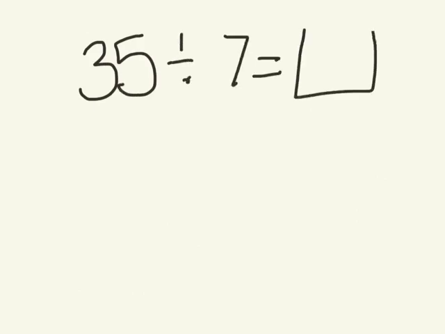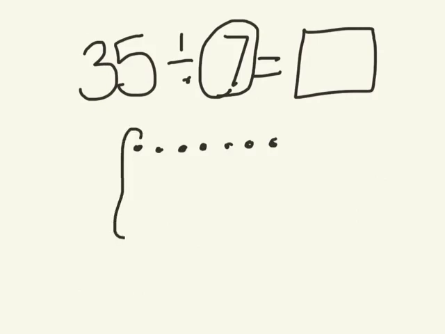Here we go. 35 divided by 7 equals what? Where do we start? That's right. Let's make a row of 7. Because we know we have rows of 7. Do we know how many rows we have? Nope. Let's put that circle. How many total are in our array?